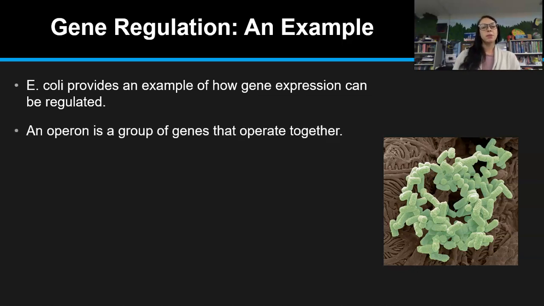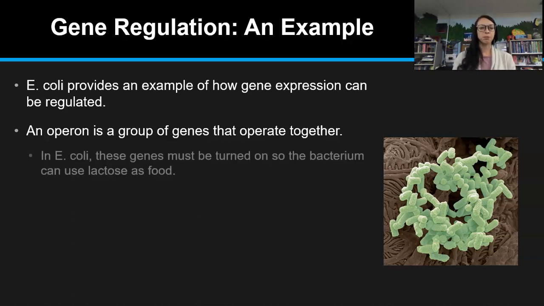So first, some background information. An operon is a group of genes that operates together. Operons can help us regulate genes. Now, I want to make a point that this is an example of prokaryotic gene regulation. Eukaryotic gene regulation is a little bit different. So we're talking about a simple organism, bacteria, E. coli, and its way of operating or regulating gene expression.